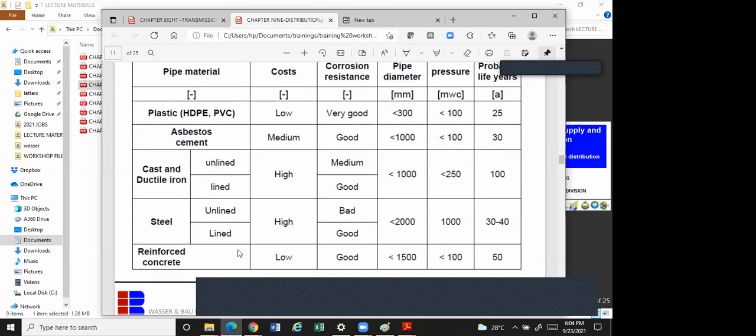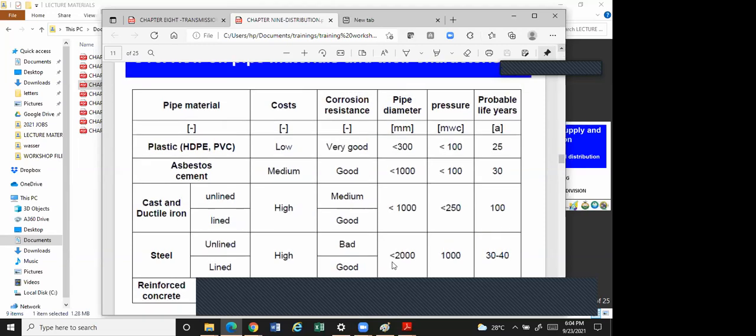Like steel, we have lined and unlined steel. The cost is very high. For corrosion, the lined one is good, the unlined one is bad. The maximum diameter you can anticipate is about 2 meters for steel pipe. Steel pipe can take up to 100 bars, and it can last up to 40 years.